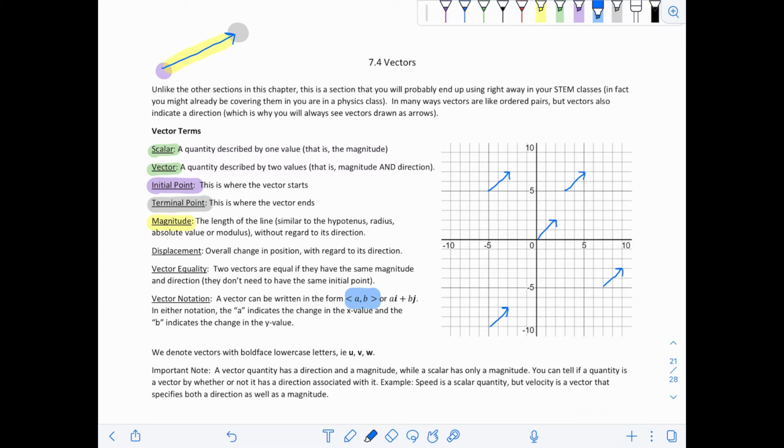We could write vectors also in this notation, where a and b represent the same thing. a is the change of x, b is the change of y, but we use this i j notation. One thing that's really important to mention here is this i does not represent an imaginary number. It's a different notation, where here i is just indicating the direction change to the left or right, and j is indicating the direction change up or down. Last thing to mention notation-wise is that when we write a vector, typically we write it as a letter that's bold-faced to indicate that we are talking about a vector.